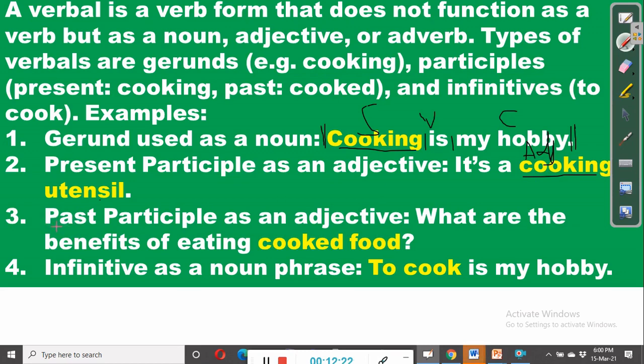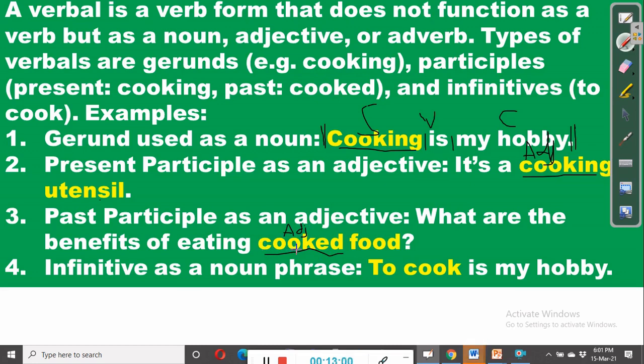Then we are going to look at the third example, which is about the past participle used as an adjective as well. Now let's look at this sentence: what are the benefits of eating cooked food? Now the past participle here is cooked. And again here it is functioning as an adjective. Now how do we know it is functioning as an adjective? Let's again use the interrogative test, and all we need to do is to write a natural question.